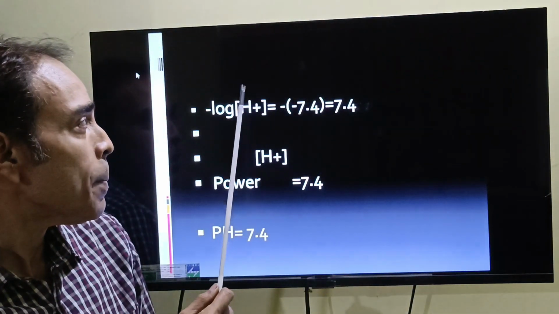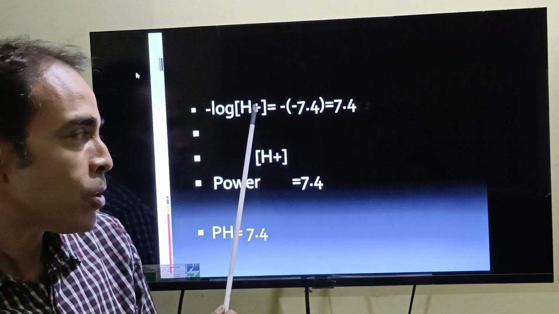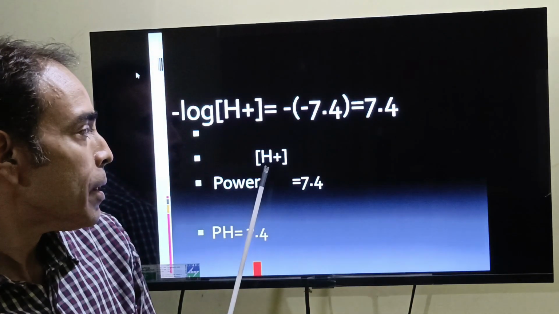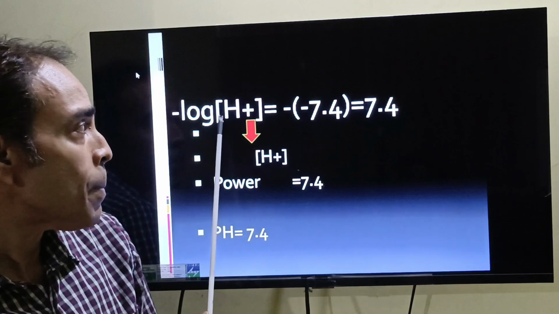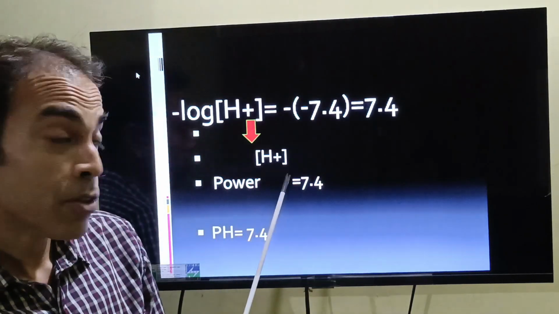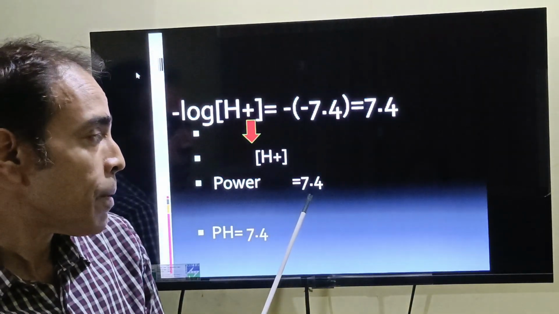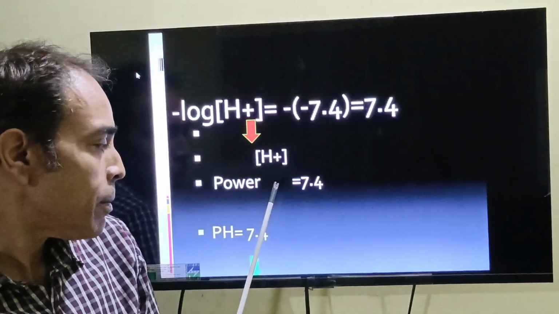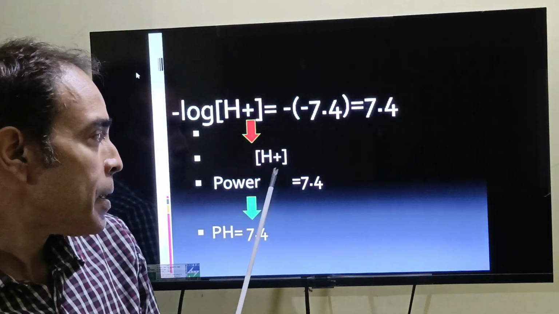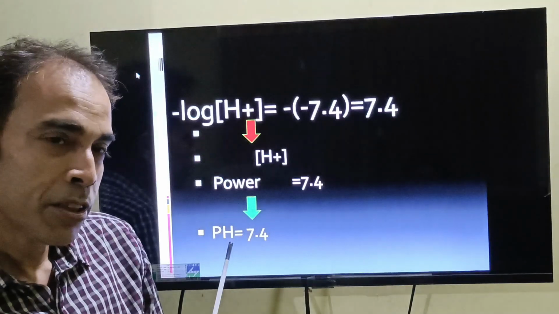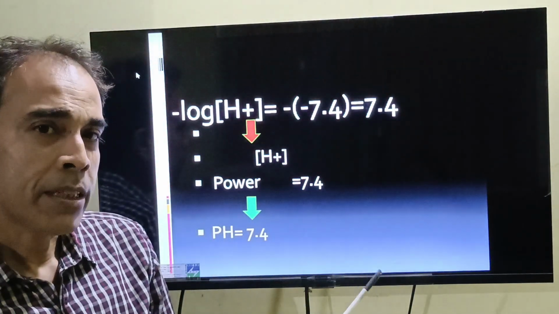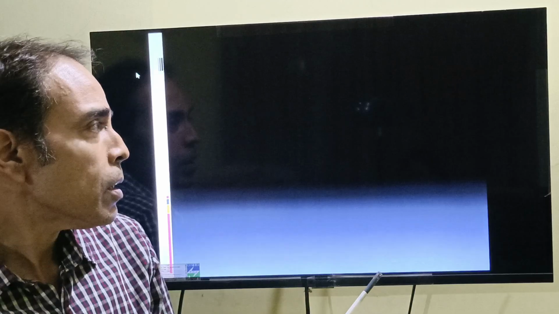So this is again a little bit of a dicey situation. So what he made was he substituted: minus log to the power of hydrogen ion, and this comes to 7.4. Now he wants to remove the hydrogen ion concentration, so he replaced the power of hydrogen ion with pH. So pH is equal to 7.4. This is how we calculate the pH in a normal solution.